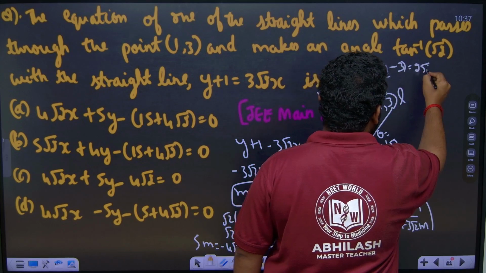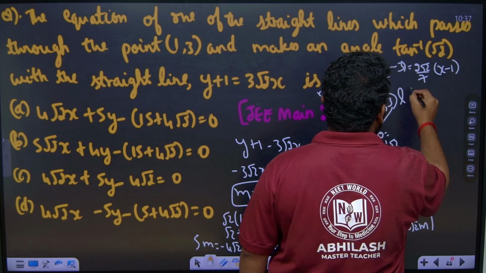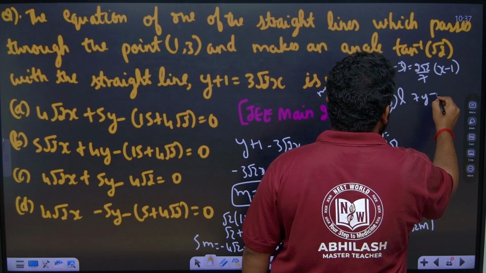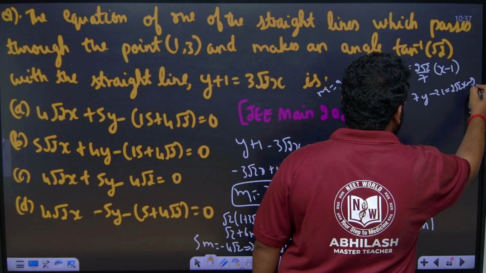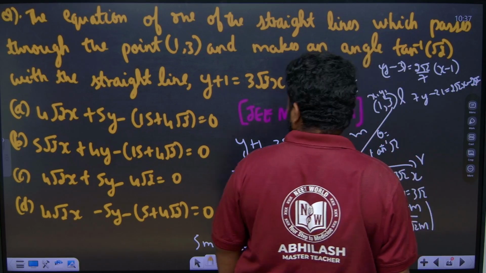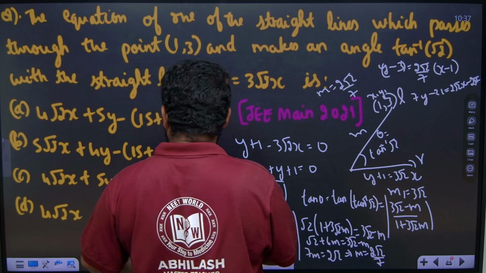2 root 2 by 7 into x minus 1. So this will be 7y minus 21 is equal to 2 root 2 x minus 2 root 2. But that is not satisfying here in the given equation.